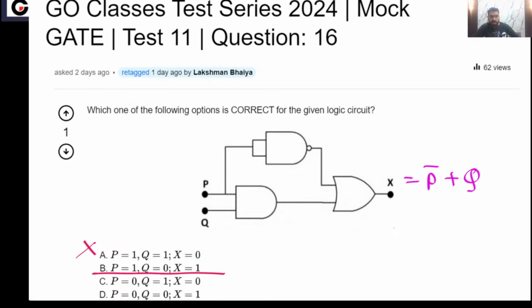What about this P bar or Q? Here X should be 0. Okay, here actually X should be 0. Yes or no? Next, P0, Q1. Here actually X should be 1. Finally, yes, option D is correct. When P0, Q0, then X will be 1. Yes, this is correct. Okay, so answer is option D.